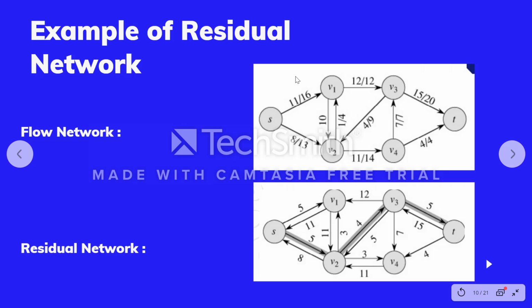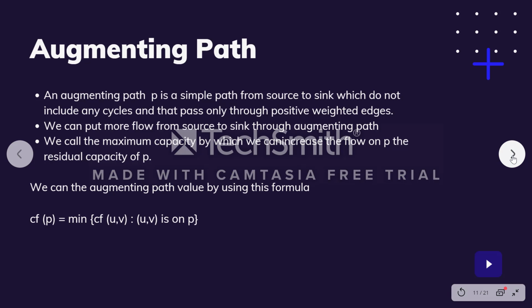So this is the example of residual network. This is the flow. For example, from S to V1, the flow is 11 and the capacity is 16. So the residual network will be like this. The remainder of this minus operation will be 5, and it will be put above the 11 value. And the same thing also happened with S to V2.